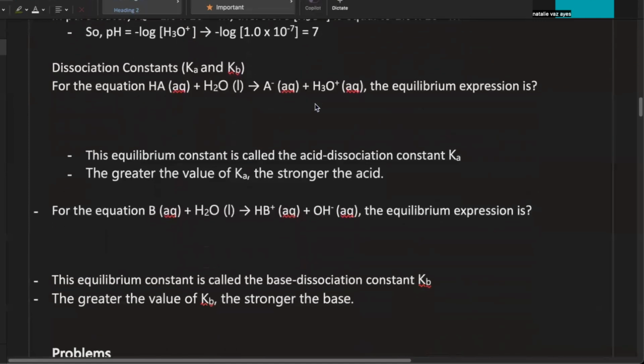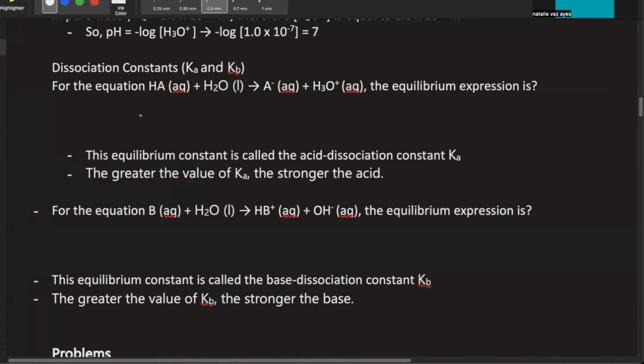Next, we're going to look at dissociation constants for the equation HA aqueous plus H2O liquid. It's going to give you A minus aqueous and H3O plus aqueous. What can we tell the equilibrium expression is? So for this one, I'm going to go ahead and grab it. So we want to write, we know the equation is this.